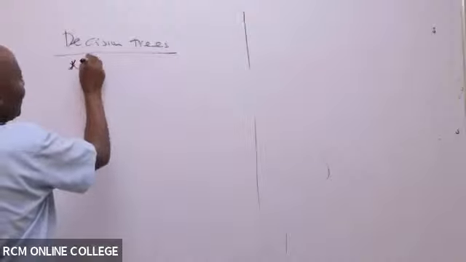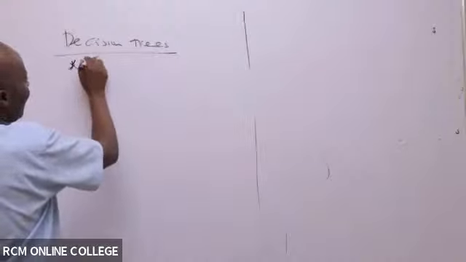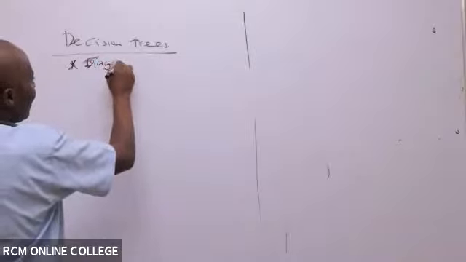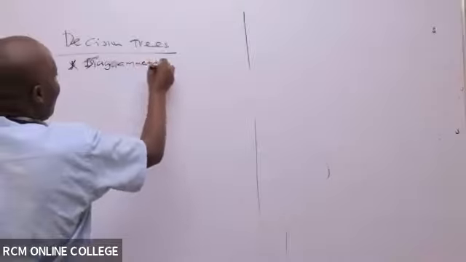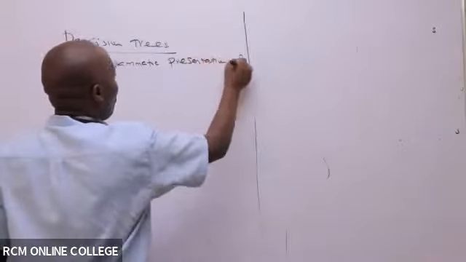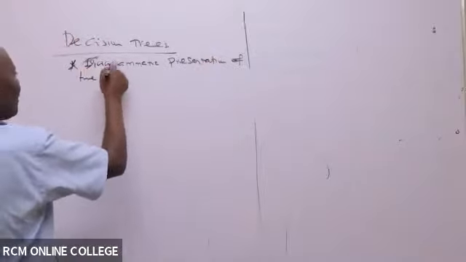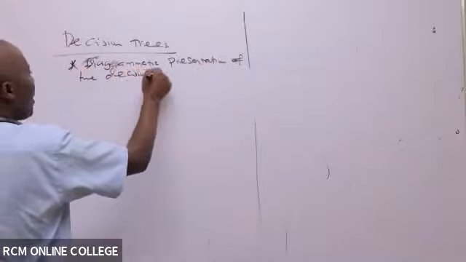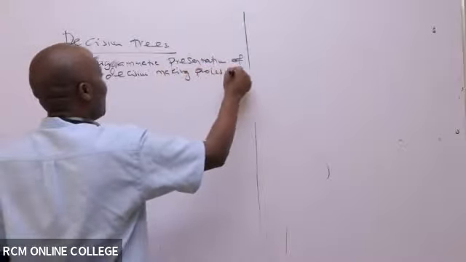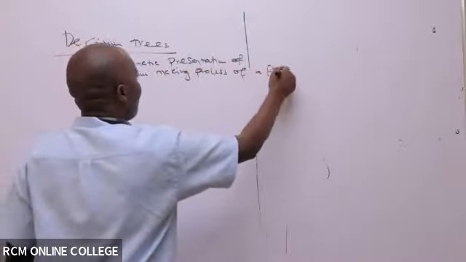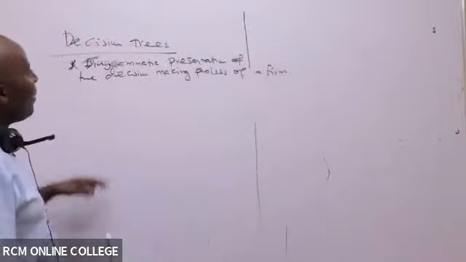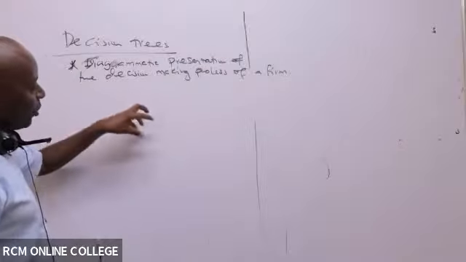What is here? This basically is a diagrammatic presentation of the decision making process of a firm. When you want to do some investment appraisal, there must be that decision-making process here.